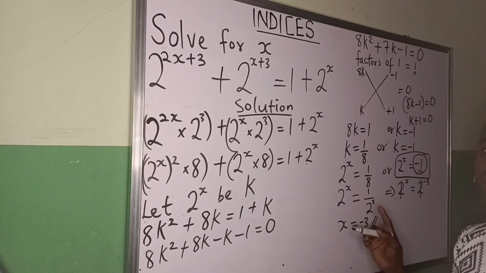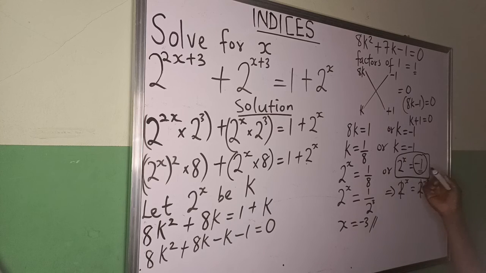We have only one value of x here. Why? Because the other value we were supposed to get is equal to a negative number, and we cannot express that negative number to its basic index form.